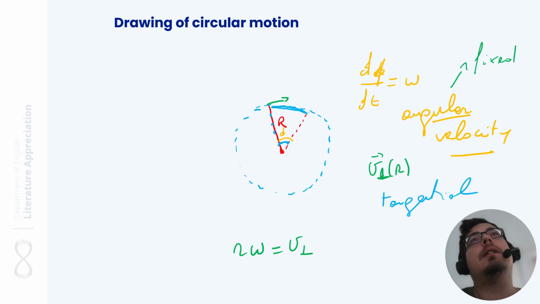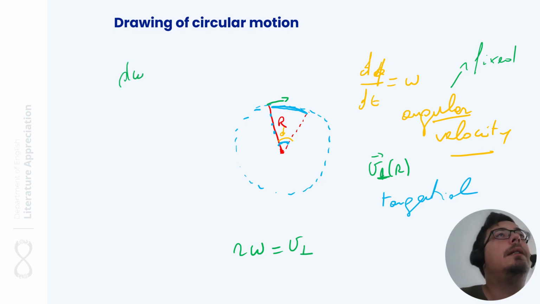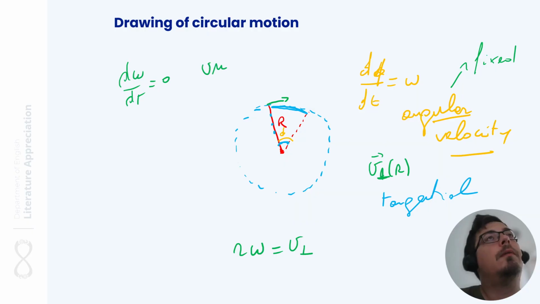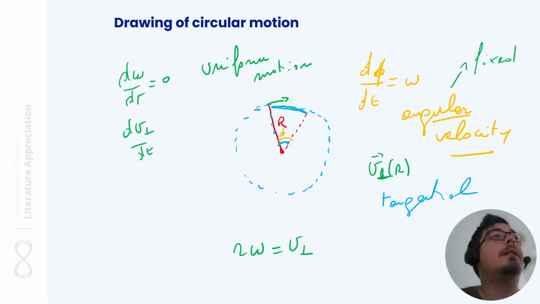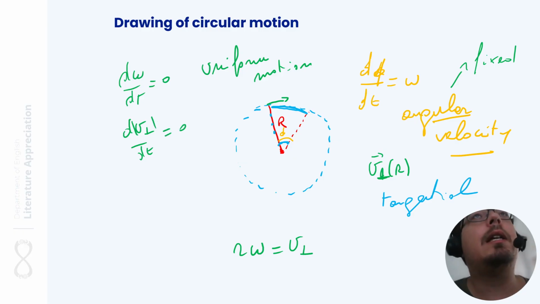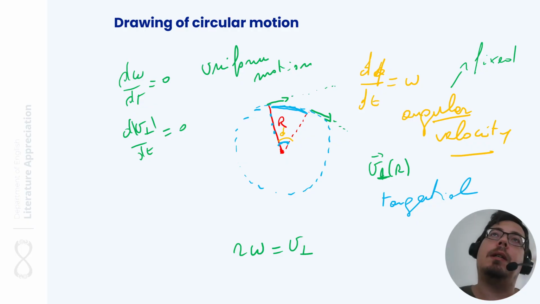It doesn't change in time. Yeah, so the d omega over dt is 0 for uniform motions. And also the tangential velocity, at least the magnitude of it, is 0. But of course, we can see here that the direction changed, because here it was pointing in this direction and here it is pointing in this direction.